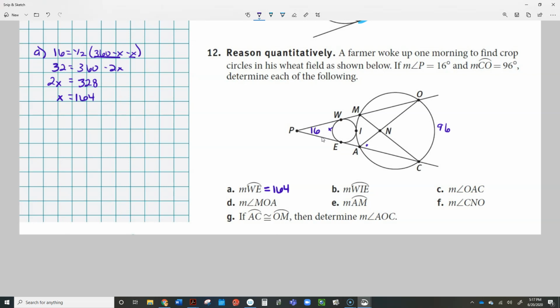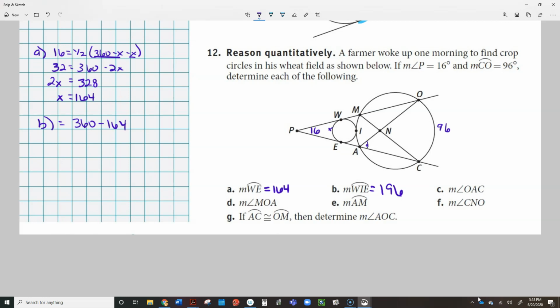B, find the measure of arc WIE. Okay, well, I already know that WIE is 360 minus X, and X is 164. So B is 360 minus 164, so that's equal to 196.